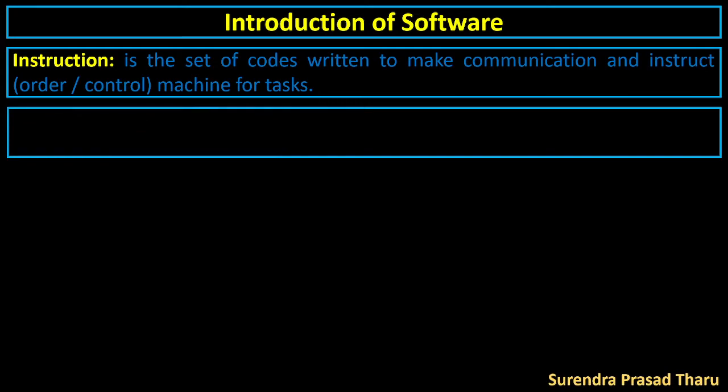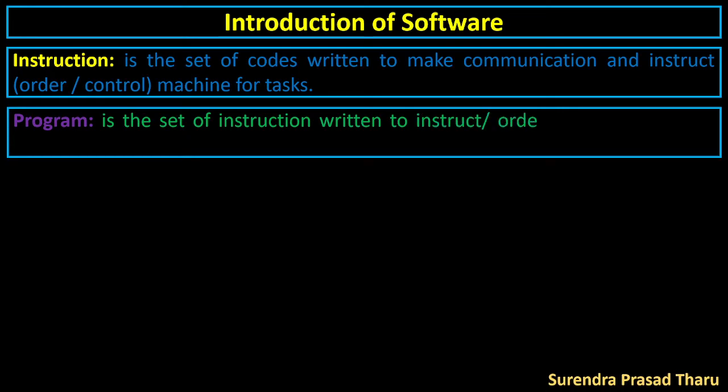So next is program. Program is the set of such instructions, or we can also say instructions and data that are designed in such a way to solve particular problems. That instruction will be performed in this program. So instructions will be given in the program to perform that specific task.